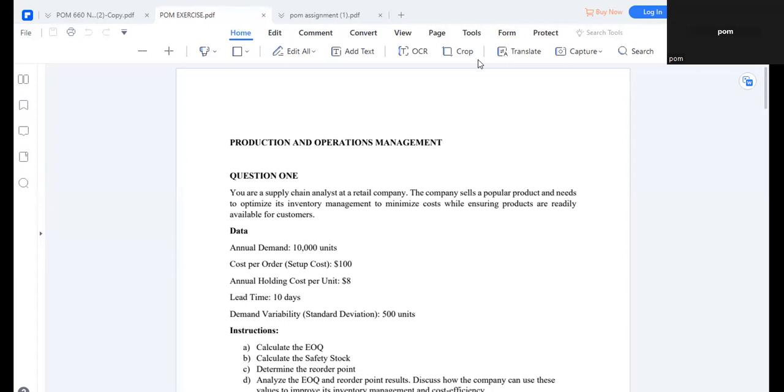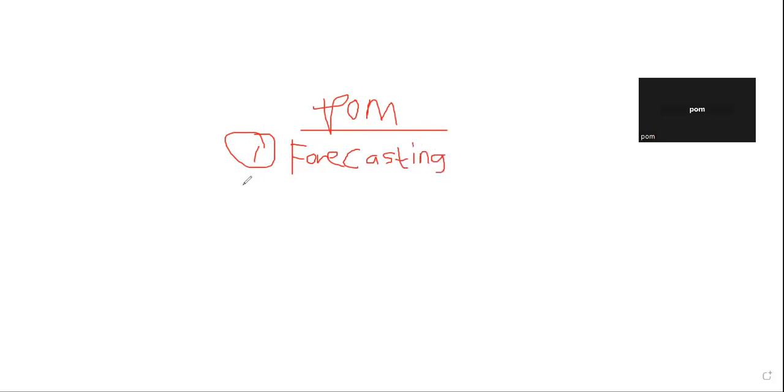We are now looking at production and operation management. This course has a number of topics that are covered in POM. The first topic in POM is called forecasting. And then, of course, the other one is inventory.